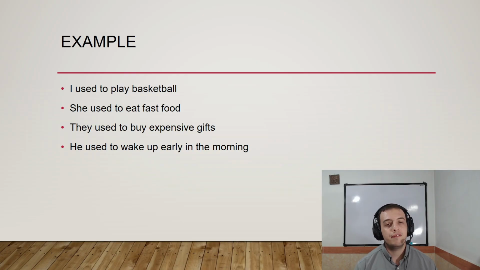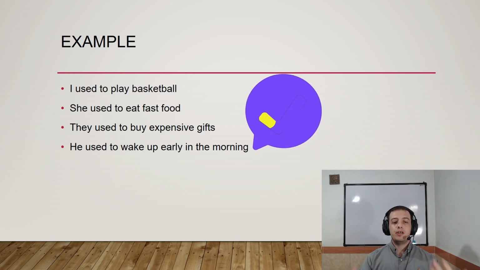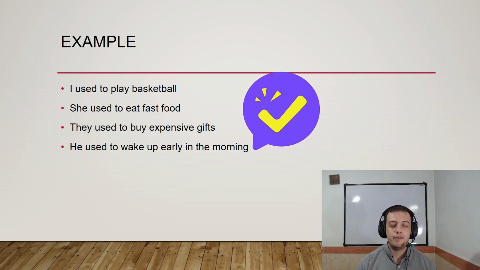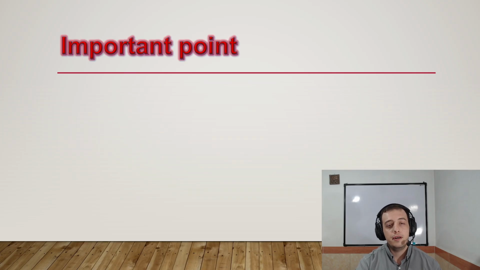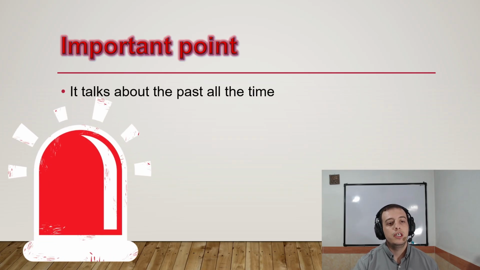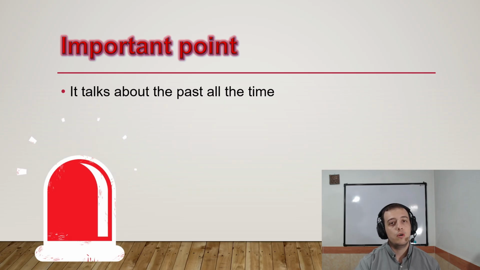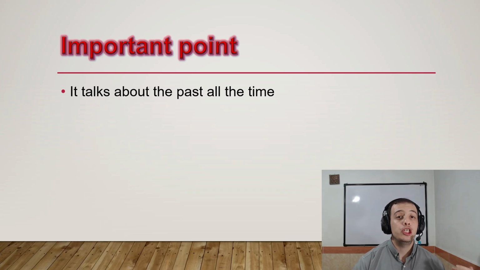For example, for every vacation and every occasion, every wedding party and other parties, they used to buy expensive gifts. And he used to wake up early in the morning. In the past, he used to wake up early, for example, at 6 a.m. or 7 a.m., but now he doesn't. And there is an important point here. It talks about the past all the time. So whenever you use the grammar "used to," you are talking about the past, not now and not the future.